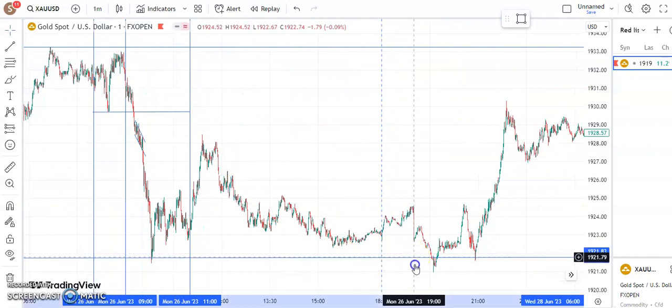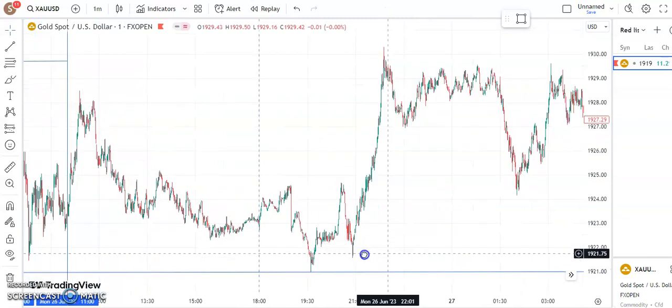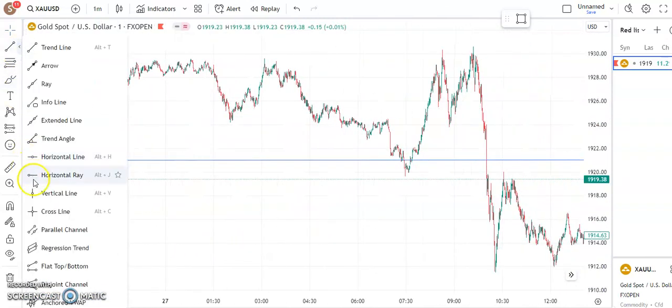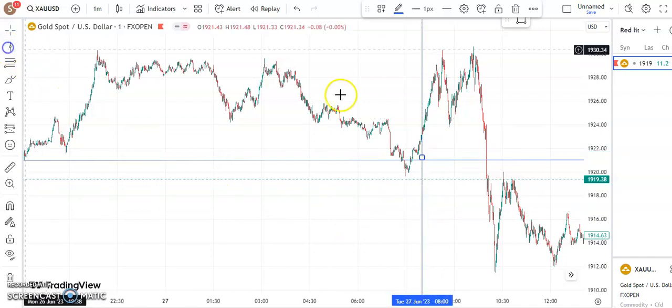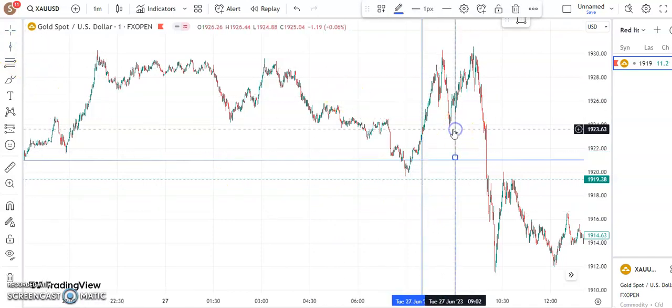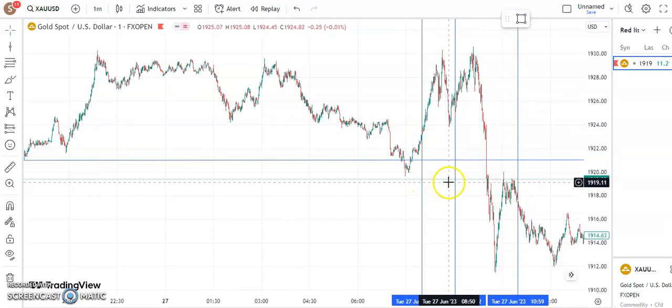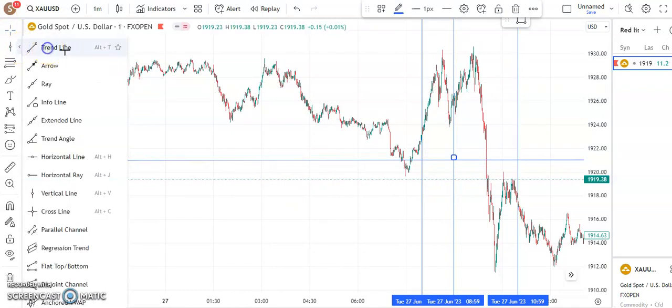This is our low of the week, and we have our high of the week up there. On Tuesday, what are we expecting? From 8 to 9 to 11. So we have our low of the week, we have our high of the week, but also we have our high of the day here.